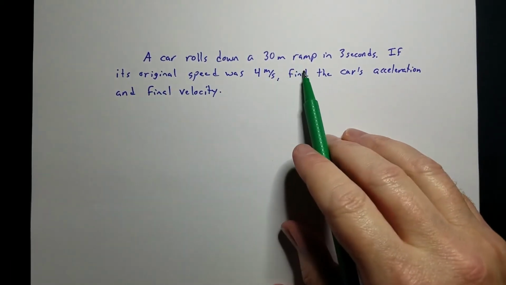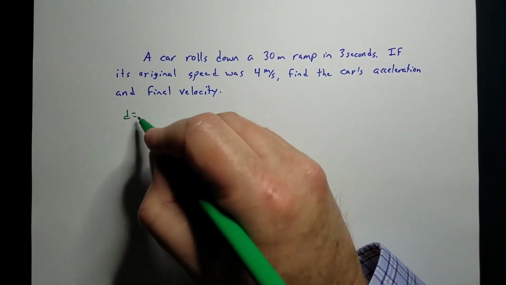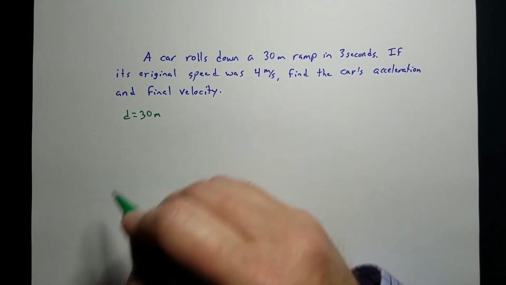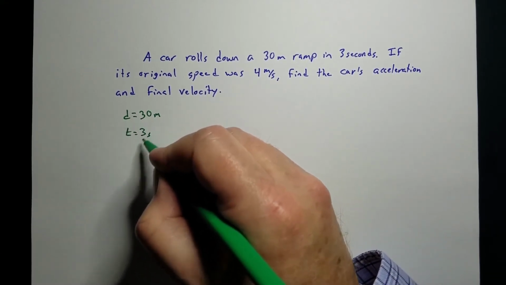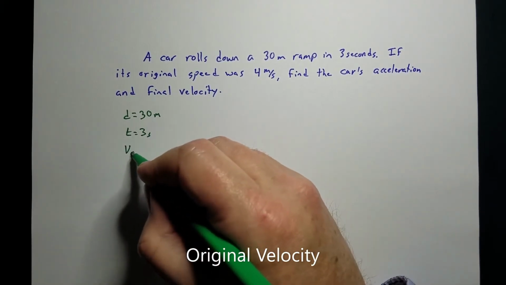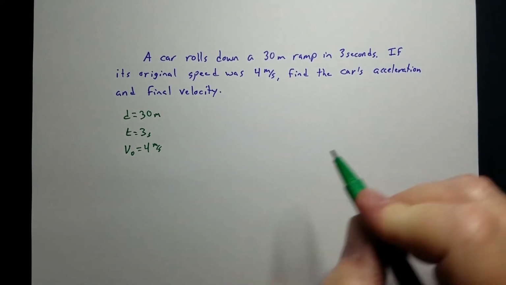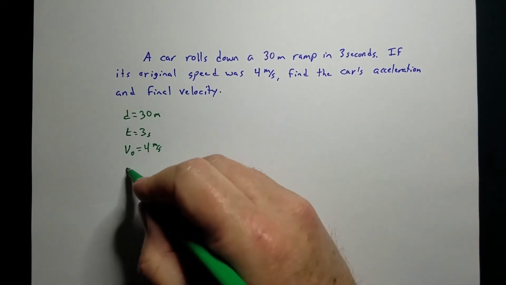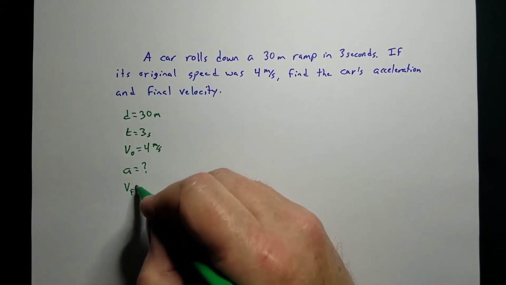So we've got a car rolling down a ramp. The ramp is a distance of 30 meters, in a time of 3 seconds. If the original velocity, v0, is 4 meters per second, we want to actually find two things. We want to find the acceleration and the final velocity.